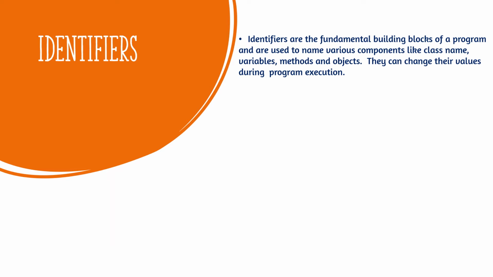Next is identifier. Identifiers are the fundamental building blocks of a program and are used to name various components like class names, variable names, methods, and objects. We will create the identifier name ourselves, so some rules have to be followed, and an identifier can change its value during program execution.